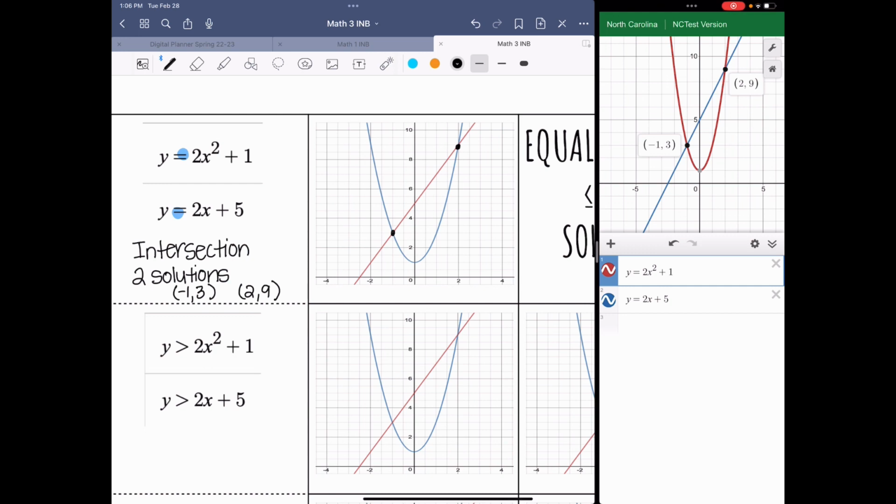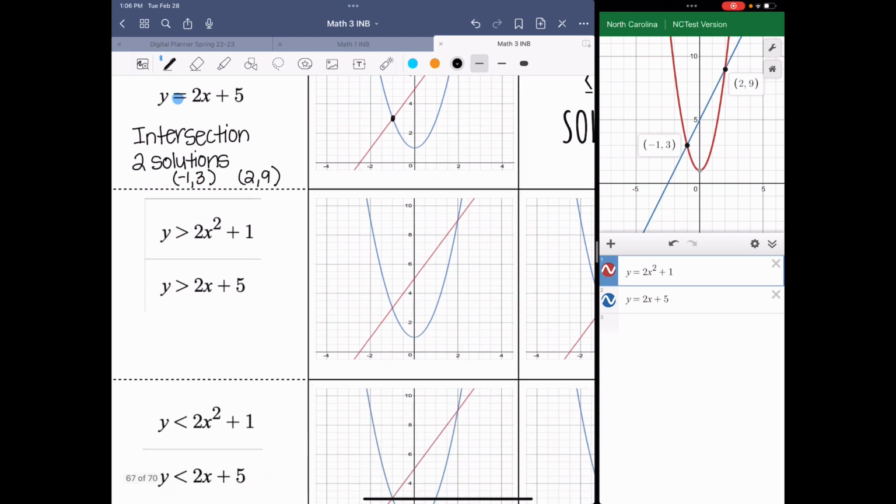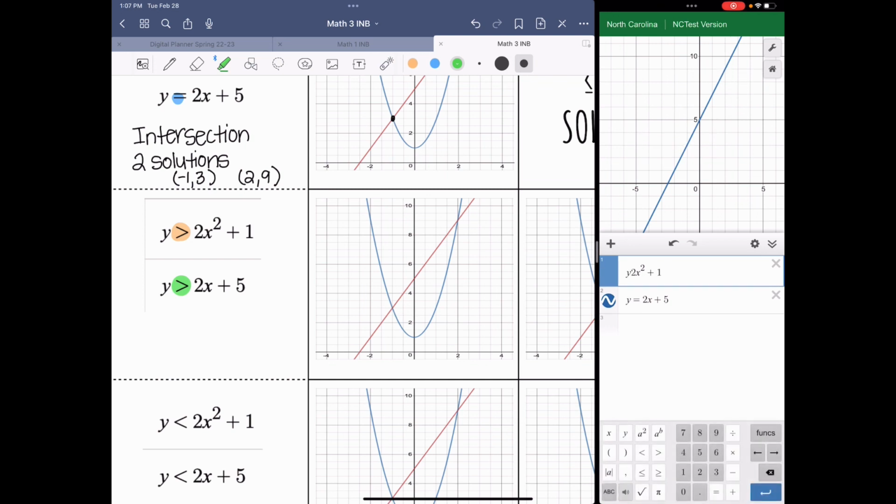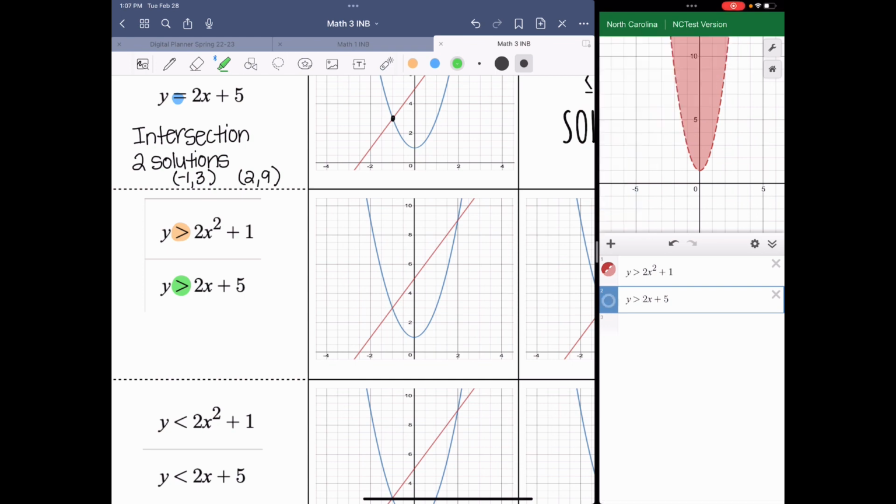So when we look at inequalities, we're looking at greater than, less than, greater than or equal to, less than or equal to. So for the first one, we're looking at greater than, and it's got no equal to sign. If I change my inequality sign here, you can see that I now have shading that is going to happen. So let's turn this one off for a second.